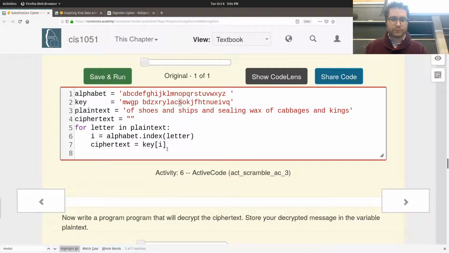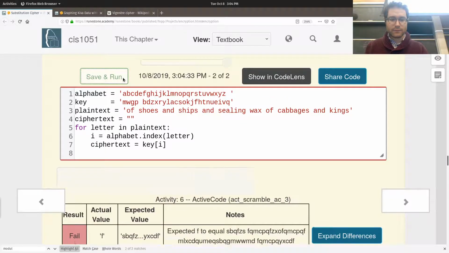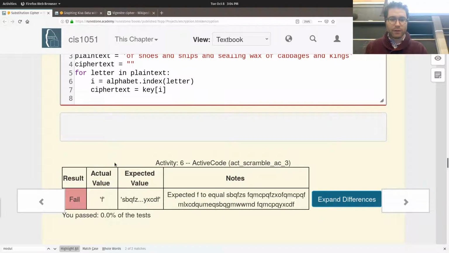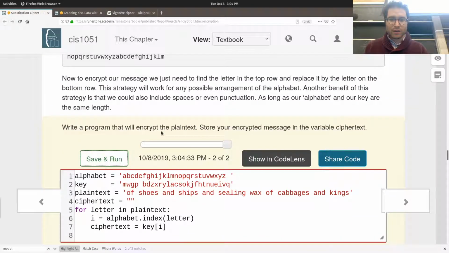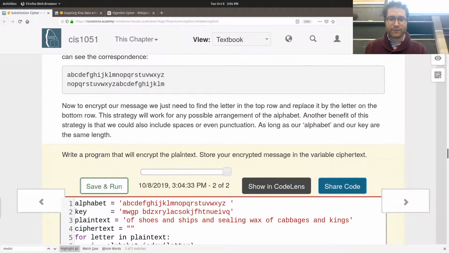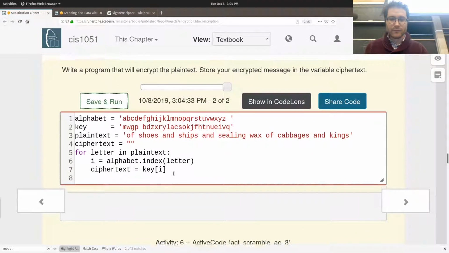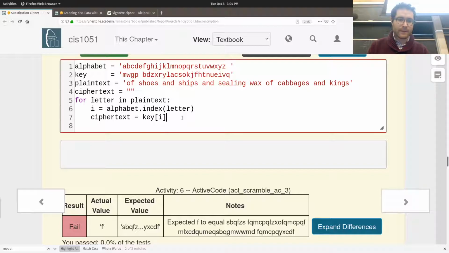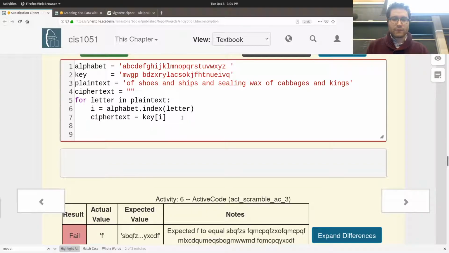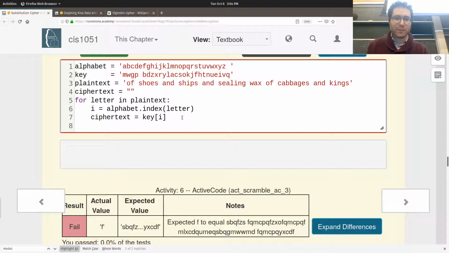So if we store it and run it, let's see, fail, actual value, expected F. Why are you expecting F? Write a program that will encrypt the plain text. Store your... Right, so why does it expect F?